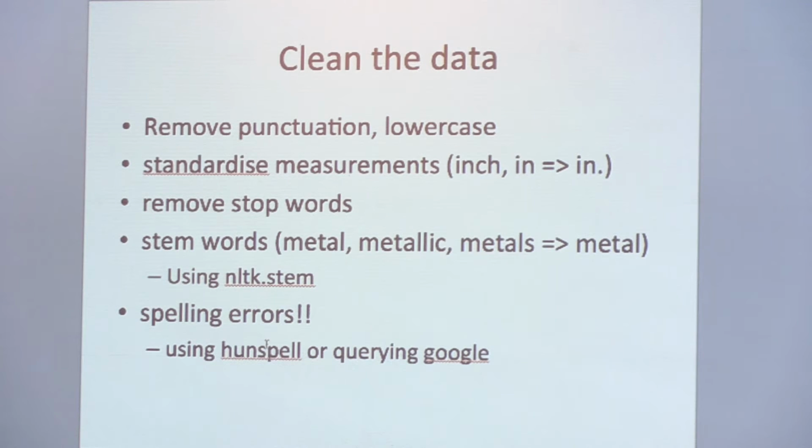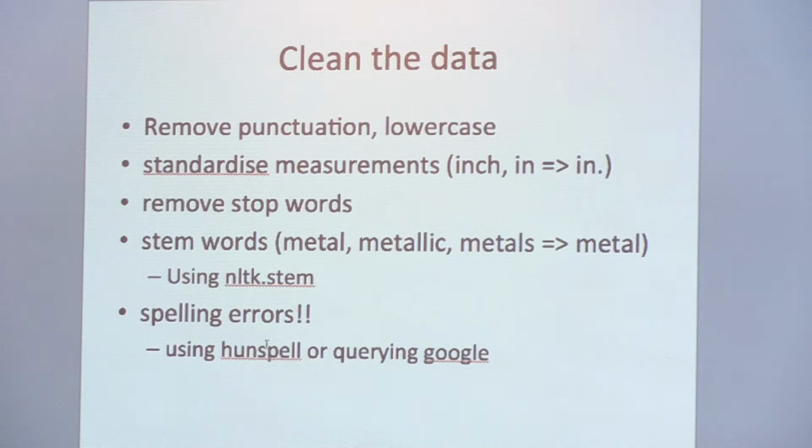And then stemming words. So taking words like metal, metallic, and metals, and changing them all to metal, so that when you're doing your comparison of are the words the same, you're not saying no, metallic is not the same as metal, when pretty much it is, for predicting relevance.